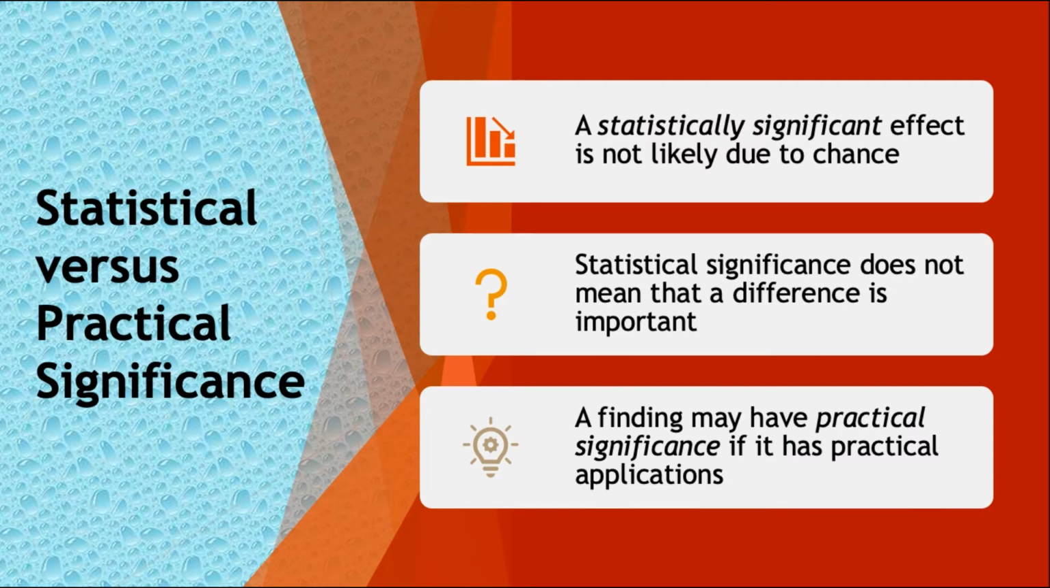Now we talk about statistical versus practical significance. To say that results are significant, or statistically significant, merely indicates that the observed sample differences are unlikely to have occurred as a mere product of chance. So it is not by chance. Consequently, you can have increased confidence that they resulted from the effect of your treatment.